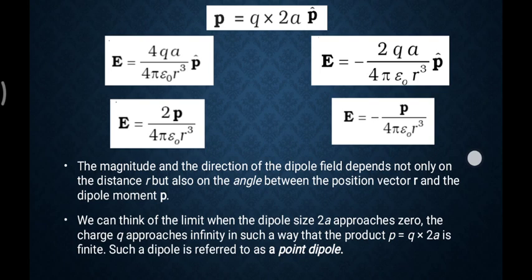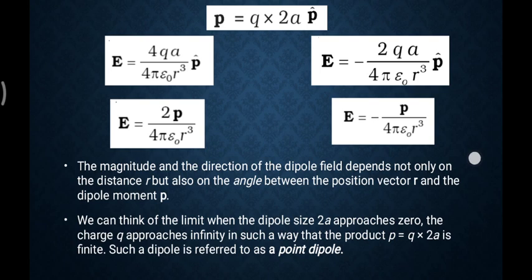So part number 9 is regarding the field of an electric dipole. An electric dipole is a thing made up of a negative charge and a positive charge, separated by a particular distance. If they are not separated by a distance, then it is not a dipole. It should be separated by a finite distance. Then it has a dipole moment, its own characteristic.